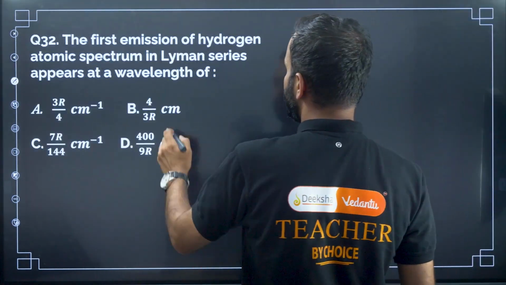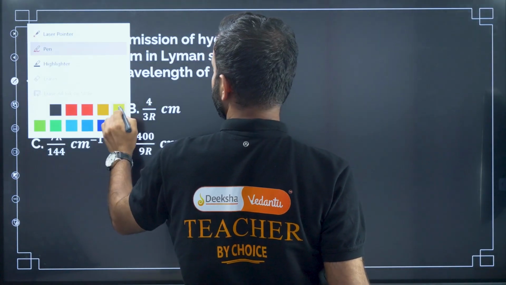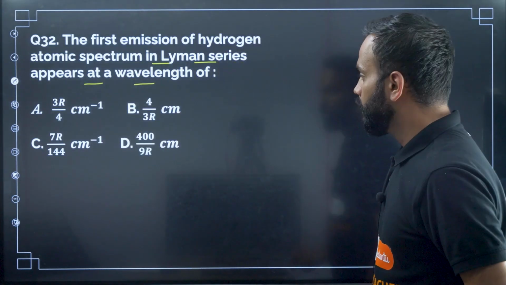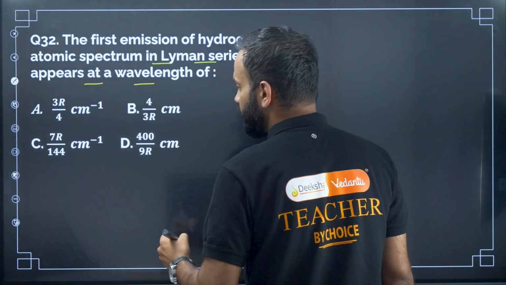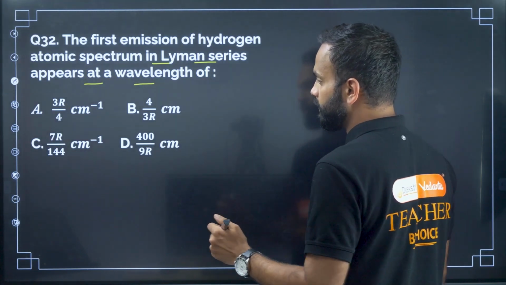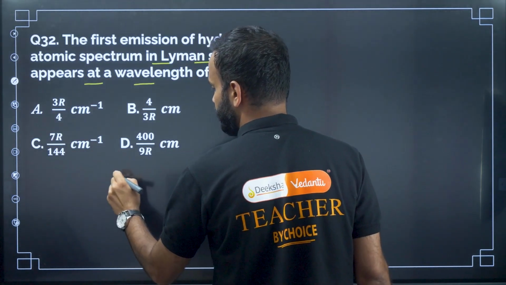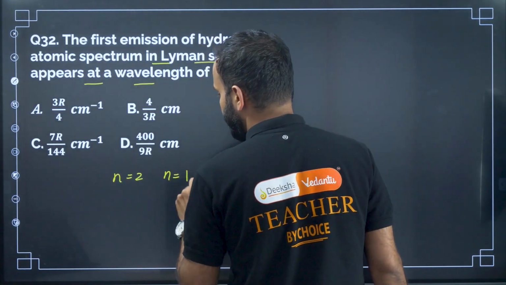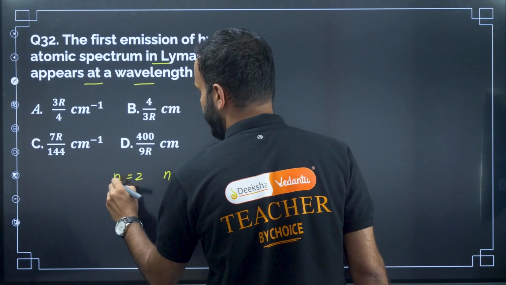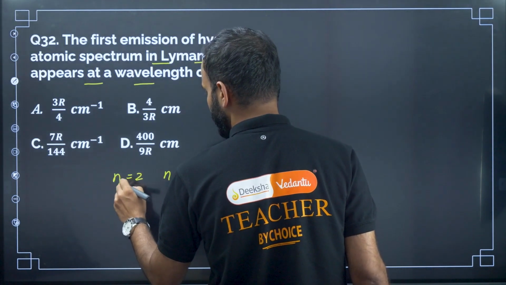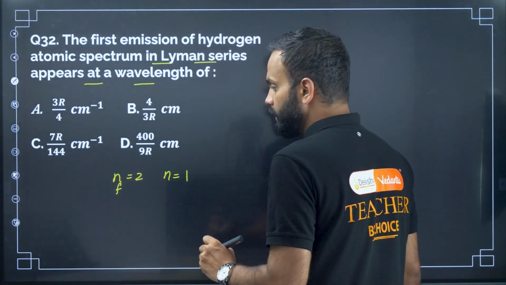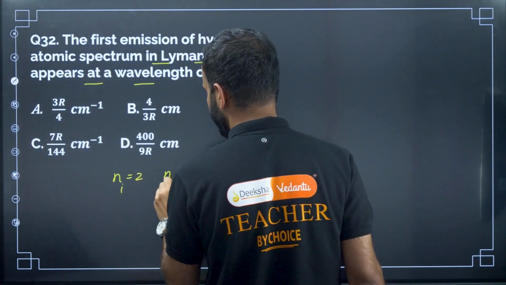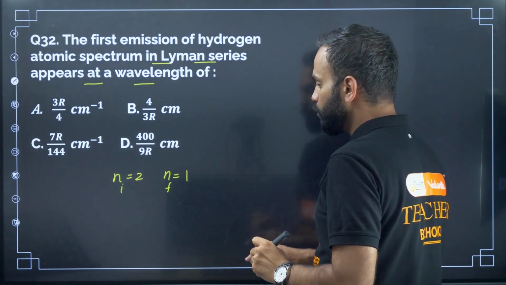The first emission of the hydrogen atomic spectrum in the Lyman series appears at a wavelength of. This one is direct. In the Lyman series, the first emission line occurs when the electron makes a transition from n equal to 2 to n equal to 1. Here Ni equal to 2, NF equal to 1.